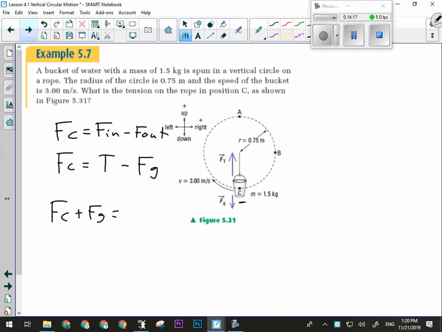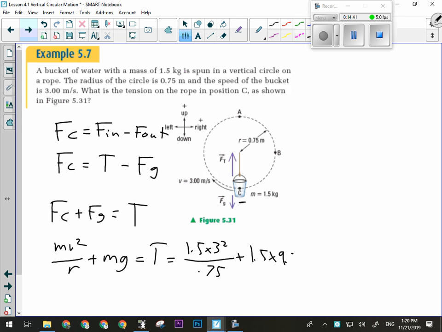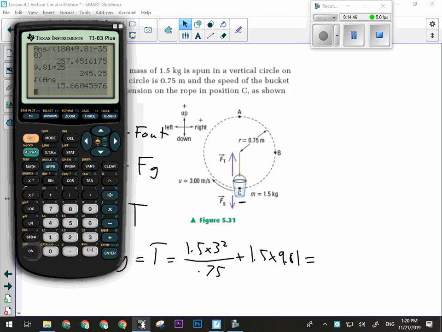All right, so I've got Fc plus Fg equals the tension in the rope. So that's going to be mv squared over r plus m times g equals T. So 1.5 times 3 squared, since the speed of the bucket was 3 meters per second, divided by the radius, 0.75, plus 1.5 times 9.81. Force of gravity.